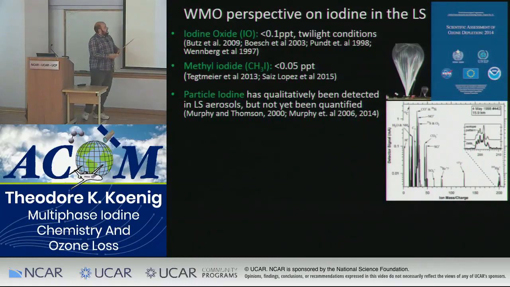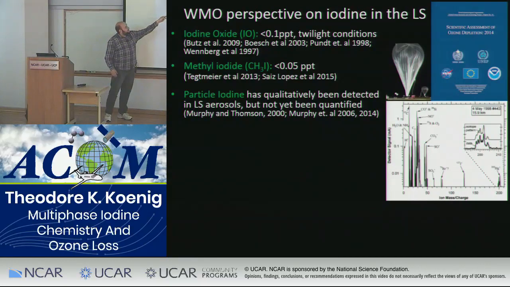So let's look at a WMO perspective of iodine in the LS. Overall, we have this low upper limit, roughly 0.1 ppt, of measurements of iodine oxide, and this is based on measurements from twilight on a number of different platforms. Boots and Bush and Punt all used balloon measurements, track the sun, and just look at the absorption around twilight. Wennberg et al. in 1997 used ground-based measurements primarily from Arizona and used an FTIR and got to a similar upper limit, roughly speaking.